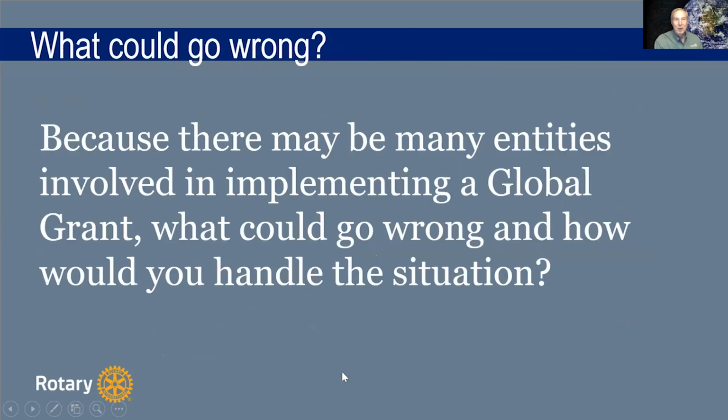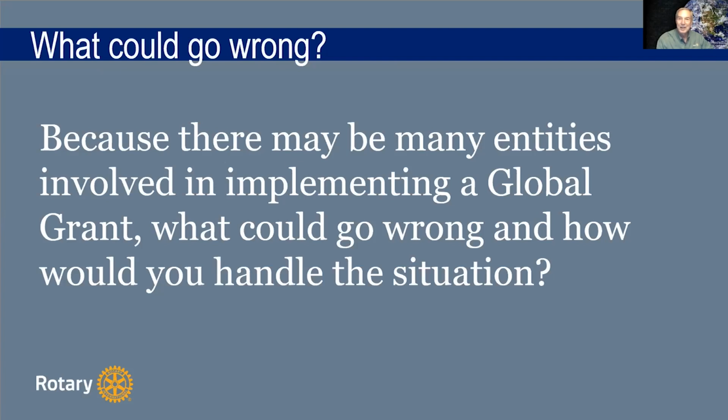Okay, so what could go wrong? We would always say, oh, no, nothing could go wrong. It's so easy, right? But there's a lot of entities involved. There are things that could go wrong. So what do you think? What could go wrong? Anybody got any good ideas? Foreign government involvement. Yes, there are places where governments will sort of get in the way. When we shipped pump parts to Haiti, there were a lot of people who thought they should get paid because the pumps were arriving. Anyway, it's a challenge to deal with that kind of stuff.